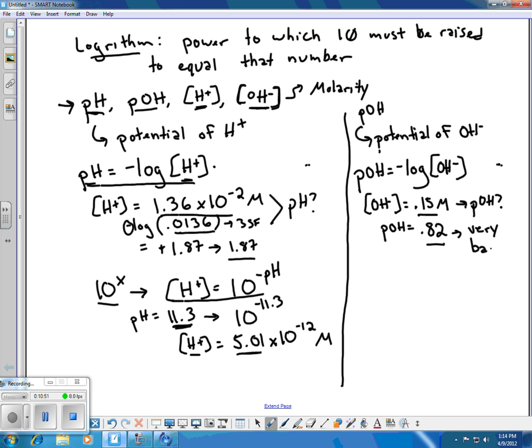So we're talking about something that has a very, very high pH, but a low pOH, and we'll look at why that is here in just a moment. But for now, I just want you to get comfortable using these formulas and working with your calculator.